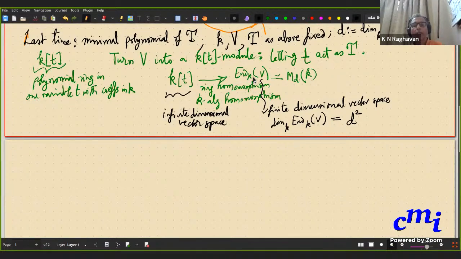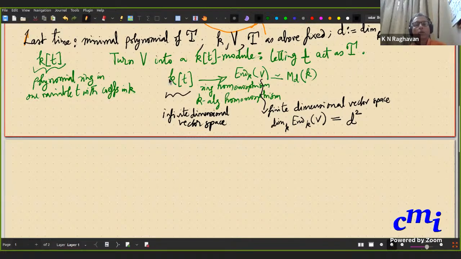Okay, and if you do that, then it becomes also a K vector space. Or more directly, you think of this M_d(K), each matrix can be multiplied by scalars, right? So it is also a vector space. So it's a ring and it's a vector space. And when we write this, we are thinking of its dimension as a K vector space, and that's d square.